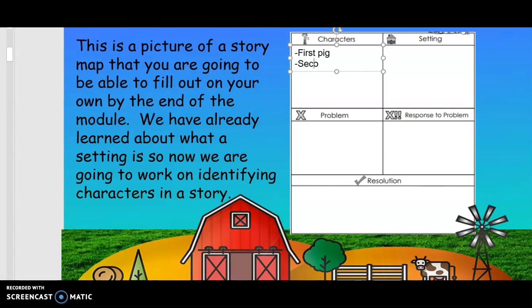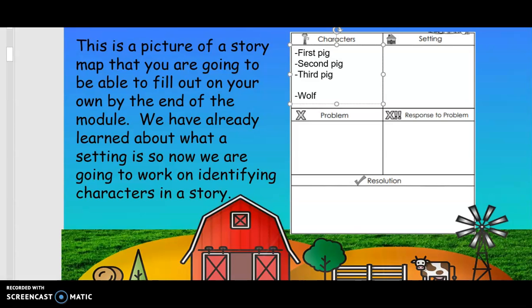They called them the second pig, and the last one was the third pig. Now, in this story, there was a very bad villain or bad guy. Who was it? I want you to say it out loud in 1, 2, 3. I hope you said the wolf.